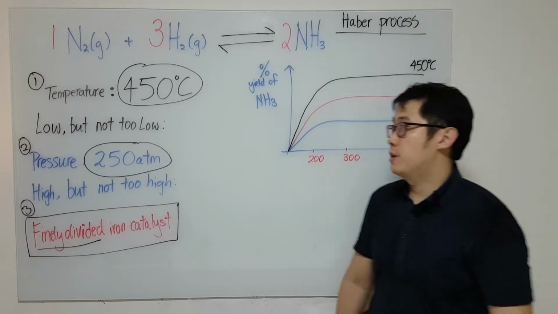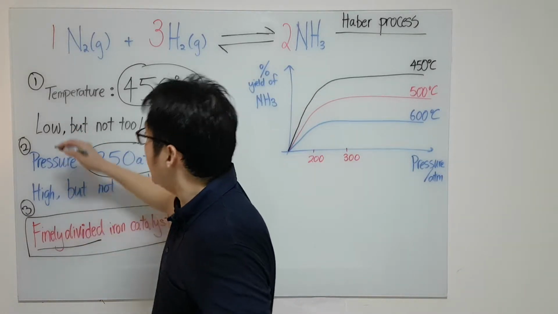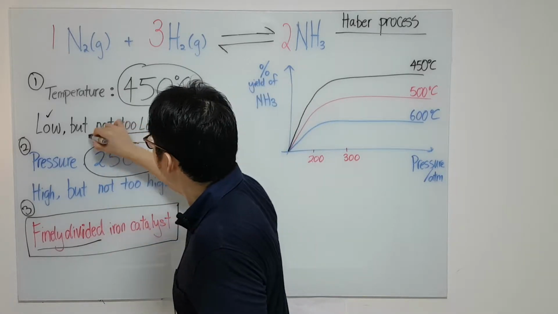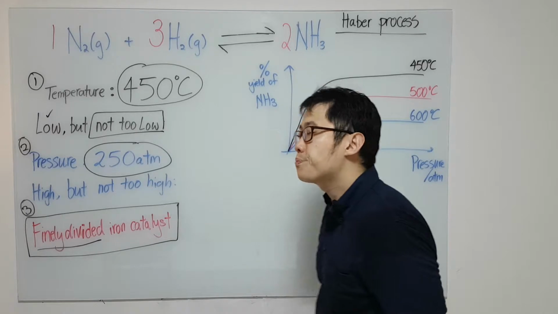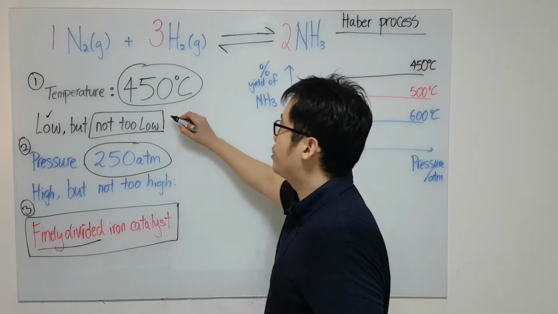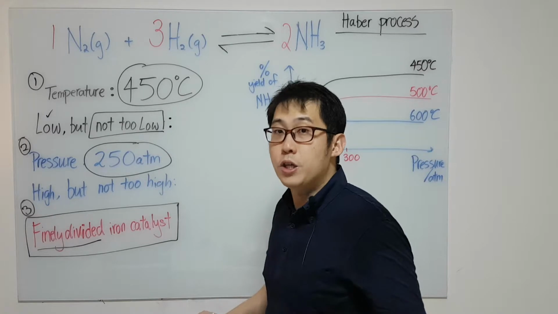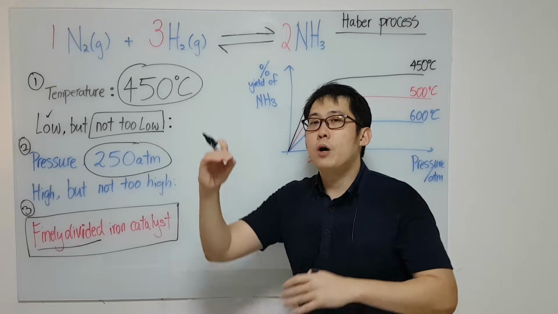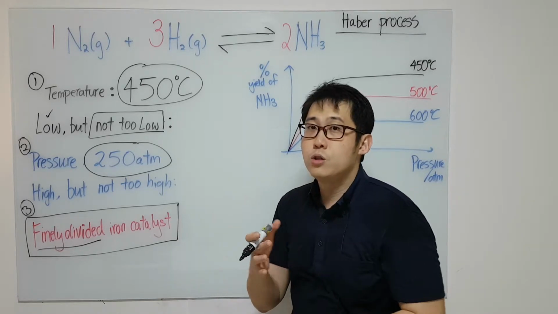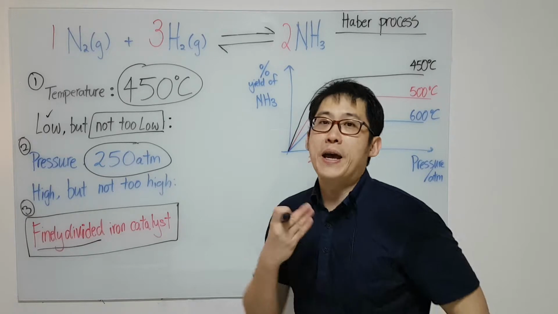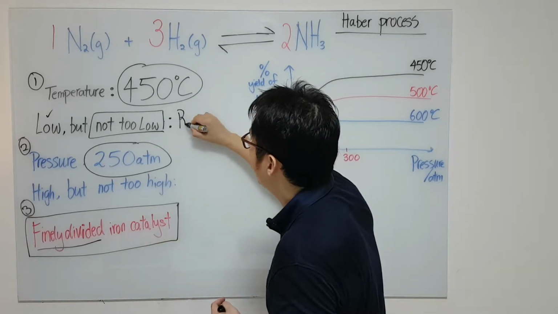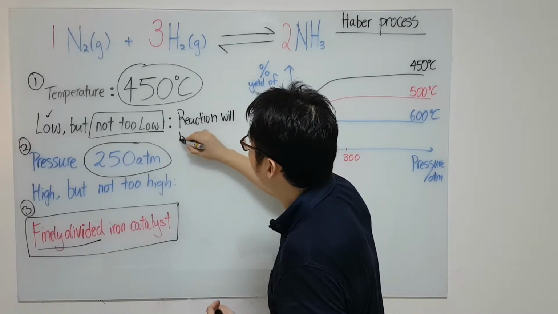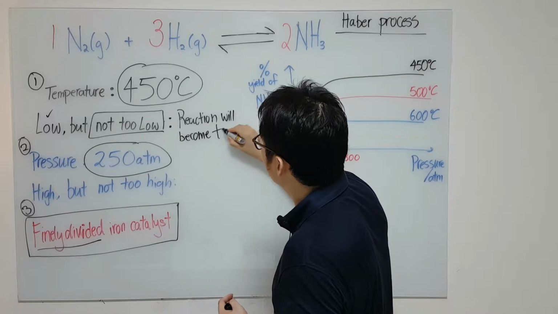But however, students, you will realize that in this case here, yes, it's true, we want the temperature to be low, but we cannot be too low. Now, why so? Well, if the temperature is too low, you'll find that based on what you understand in kinetic particle theory, when the temperature is low, the molecules move really slowly. So as a result of this, the reaction will become too slow.